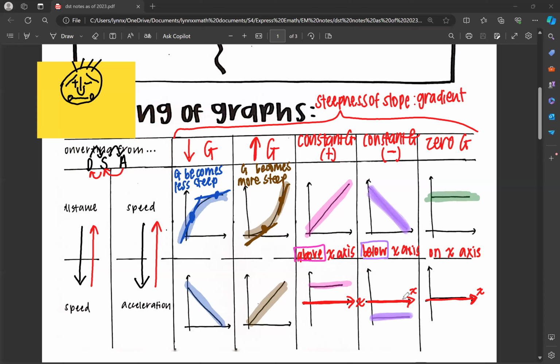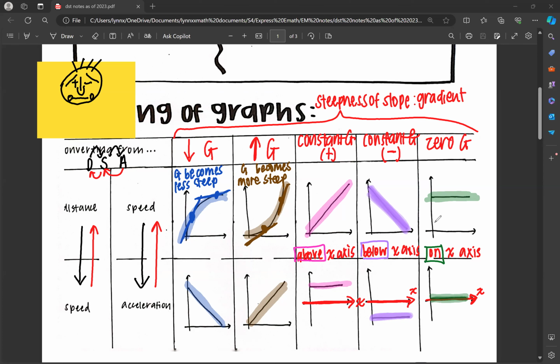And the last one, make sure you take your green highlighter and show that it's literally on the x-axis. And that is zero gradient. On the x-axis means it's zero. Do you understand now? If you understand this concept, you don't really have to memorize. Okay? Got it?